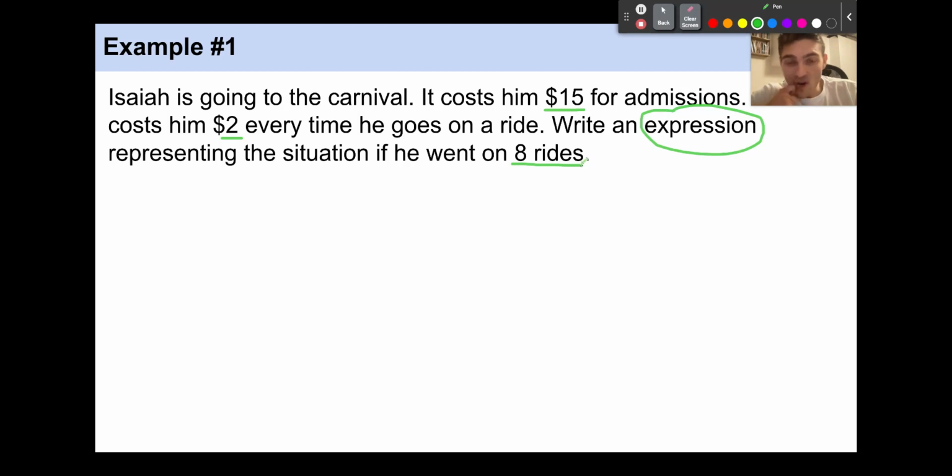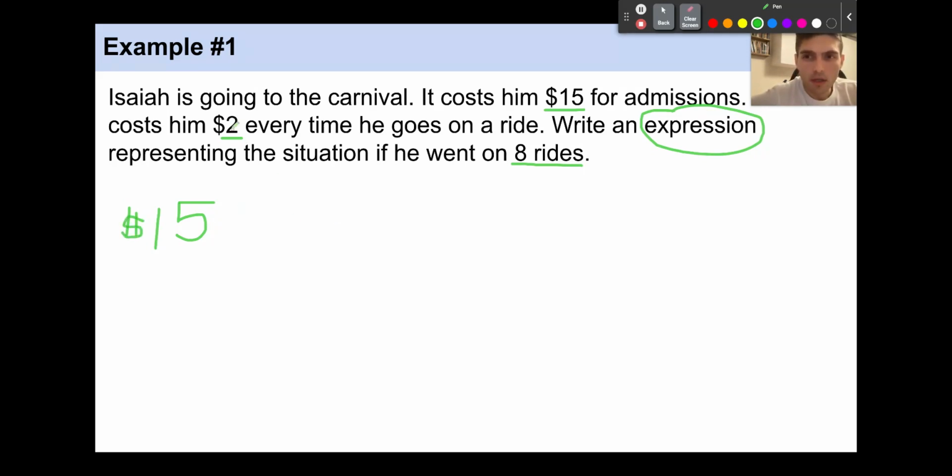Okay. So, first, we know that he went to the carnival. Let's just look at the story. We know that he went to the carnival. He spent $15. So, we can immediately just say $15 flat. What else do we know?